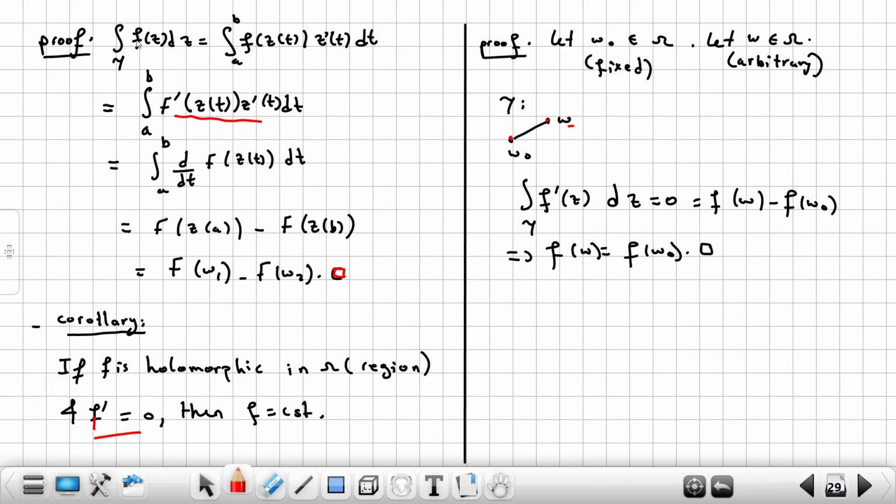Integral over gamma of f of z dz, following the definition, is equal to the integral from a to b of f of z(t) z prime(t) dt. Now we can replace f by capital F prime, since capital F is a primitive of f, and we write the integral as follows: integral from a to b of capital F prime of z(t) z prime(t) dt. Now this term here, replace it following the chain rule: d over dt of capital F at z(t).